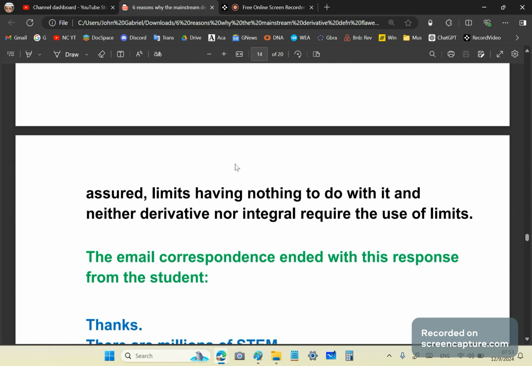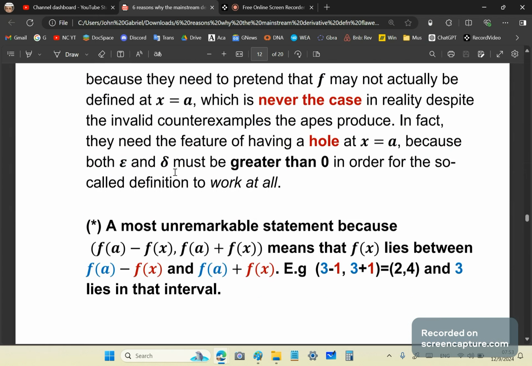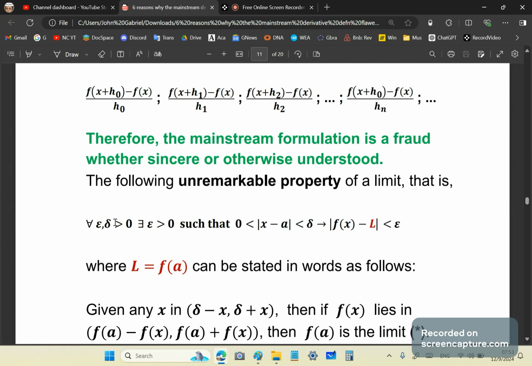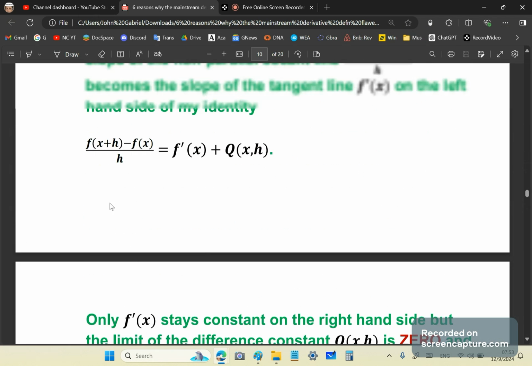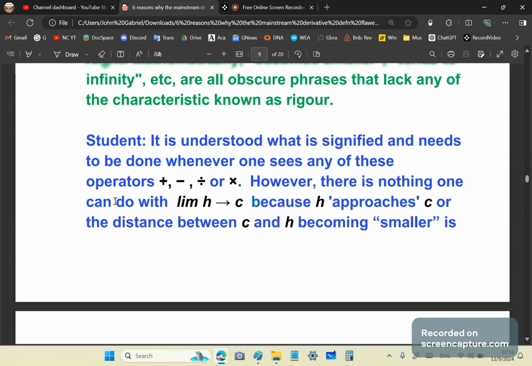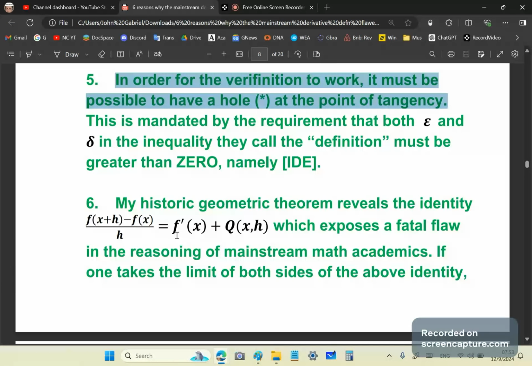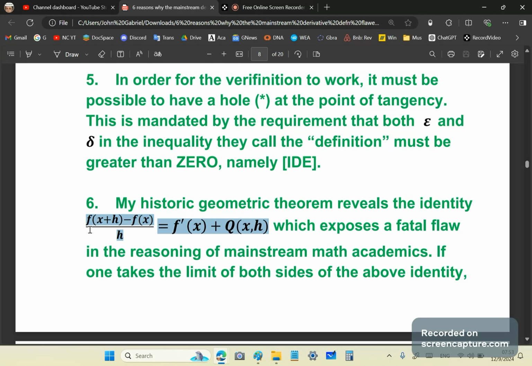Oh, well, I didn't put down the sixth reason, did I? Actually, the sixth reason is that they don't understand the limit definition which they use. So I will actually fix up my article. Here it is. The sixth reason is that because they don't understand the limit definition, they fail to realize that this, which is an identity from my historic geometric theorem, actually exposes a fatal flaw.